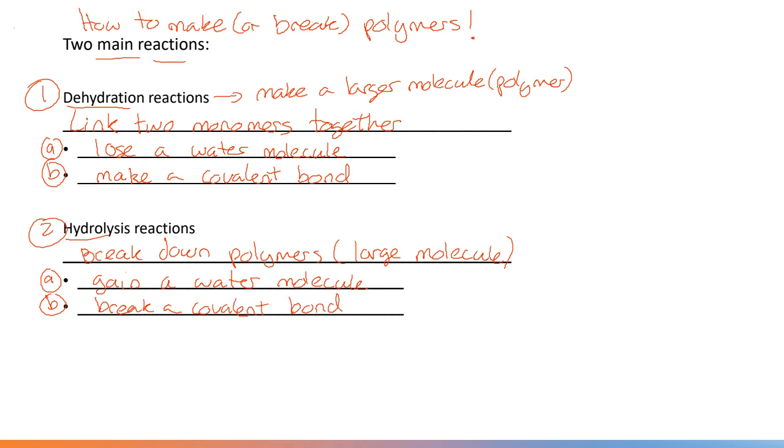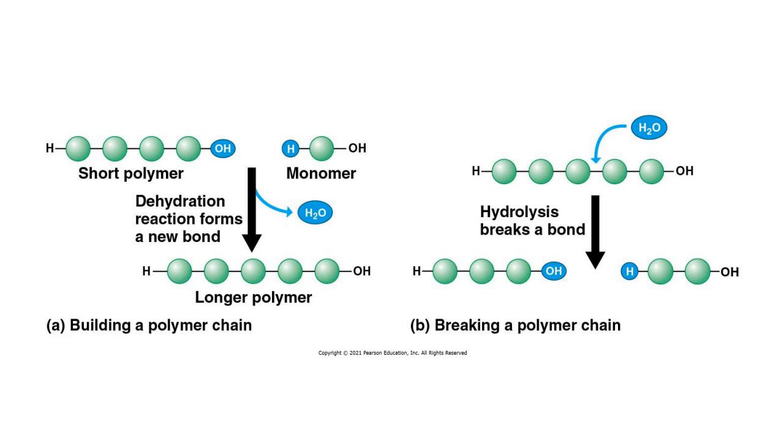Now let's get a visual of this. And this is a visual. So again, I'm saying nothing new. Okay, it's based on my previous slide. Dehydration reaction forms new bonds. So in a dehydration reaction, we are building a polymer chain. We are building a larger molecule.